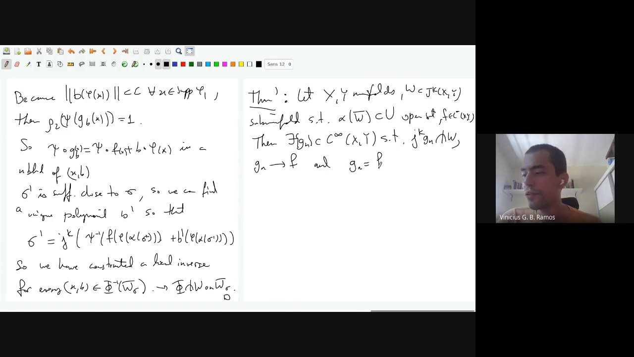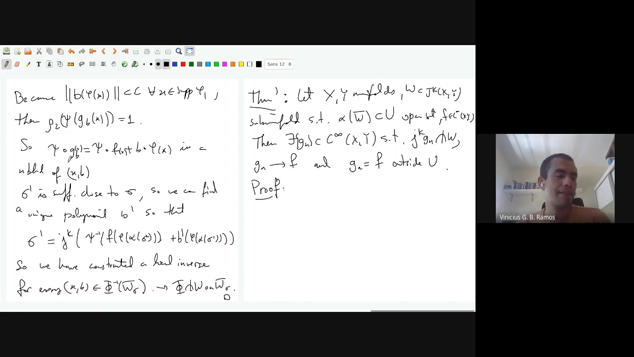Gn is equal to F outside U. Okay, so I can perturb the function F to attain the transversality that I want, without changing F outside of U. Okay? And the proof of this is very simple.